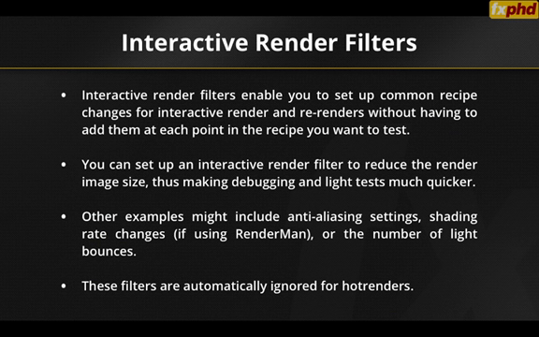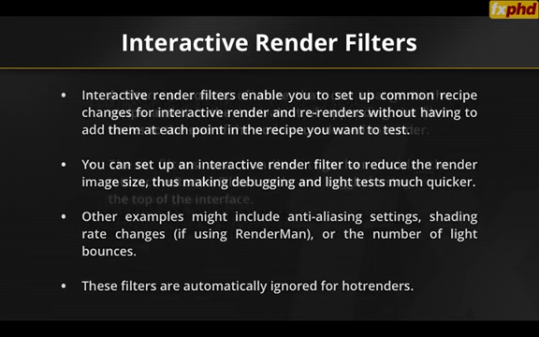So you can grab an interactive render filter that says drop all my anti-aliasing down to 1. Then when you re-render, much quicker, the minute you're done finishing doing those changes, you can just remove that interactive render filter and it just goes back to being the production quality again. And what's good is the render filters are ignored when you do the hot renders or render to the farm, that kind of thing.